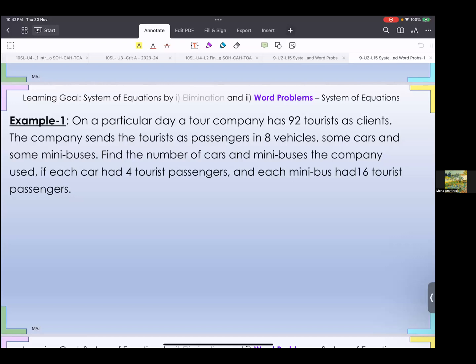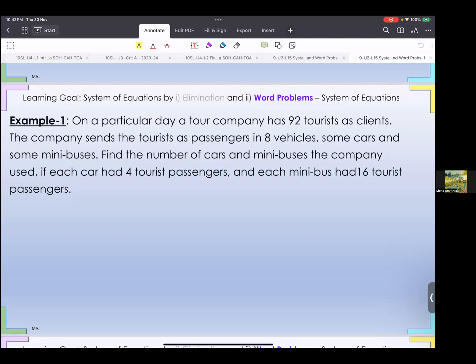On the very first example, we're looking at a question where a tour company has 92 tourists as clients. The company sends out tourists as passengers in 8 vehicles, some cars and some minibuses. Find the number of cars and minibuses the company used if each car had 4 tourist passengers and each minibus had 16 tourist passengers.